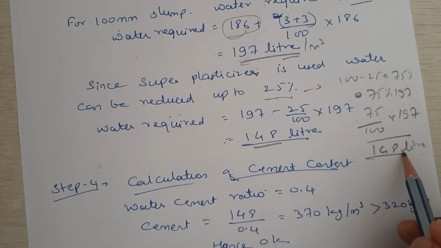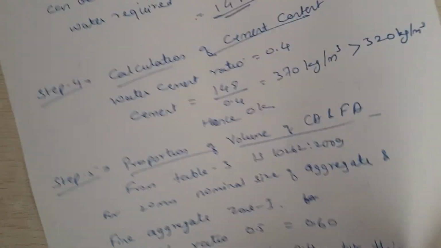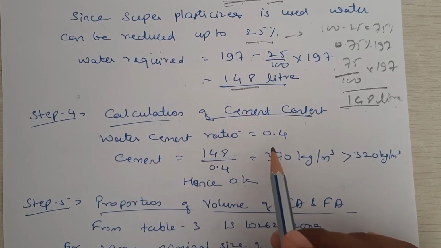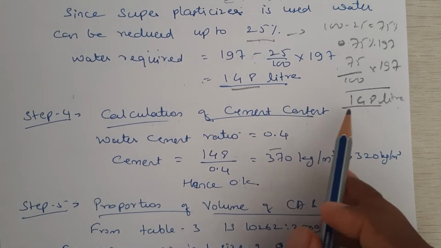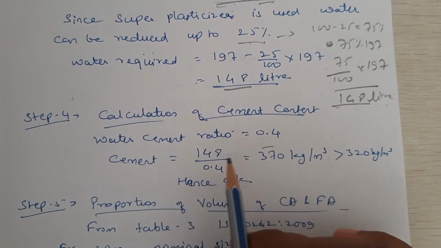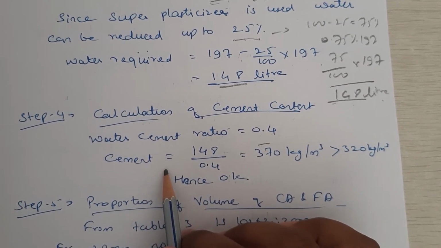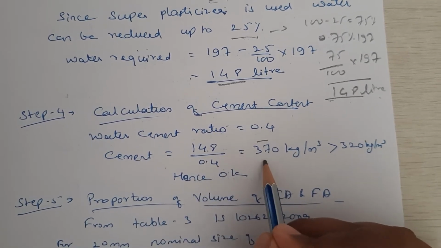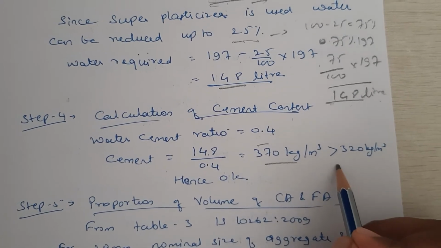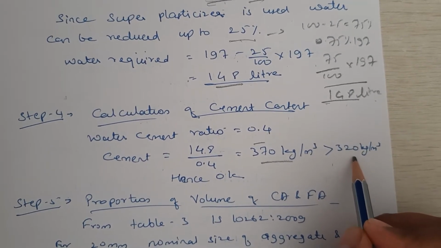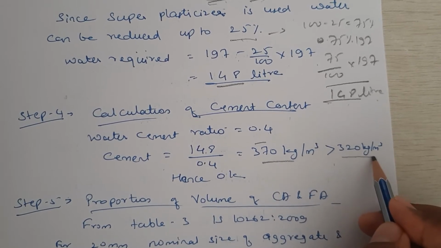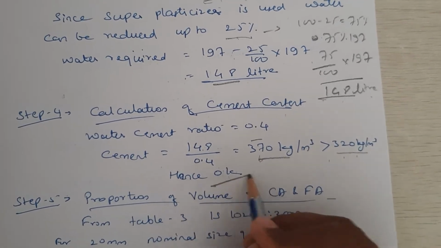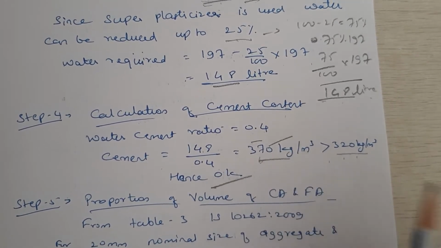Okay, so after this the next step is our calculation of the cement content. As we have adopted the water cement ratio as 0.4 and we have calculated 148 liters as the water, from this we are going to calculate the cement as 148, that is the water content, divided by 0.4 water cement ratio. It will give me 370 kg per meter cube. Again, it will be checked from the durability point of view. Minimum cement content is 320 kg per meter cube for severe condition. So this is more than that. Hence whatever cement content we are adding, it is okay.